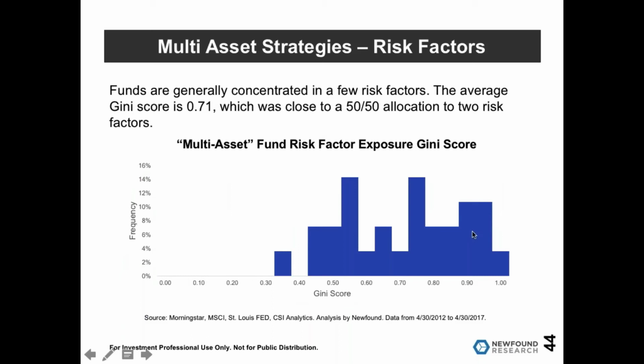We can graph each of the 54 funds based on their Gini score to these risk factors, and we find that the average is 0.71, which falls right here, but some are concentrated in one risk factor, and we really only have a few funds down here that are more diversified, where they have exposure more equally to 3, 4, and obviously not quite 5 of those risk factors.